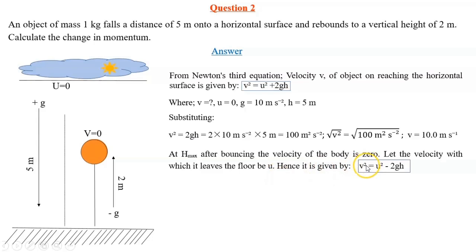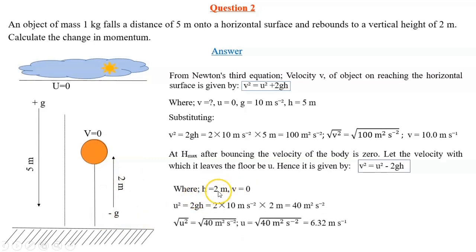Hence, it is given by v squared equals u squared minus 2gh. Here g is negative because the object is going up against the force of gravity. Therefore, the acceleration due to gravity is negative, as we have earlier said. Where h is equal to 2 meters and v is equal to 0, that is, the final velocity is equal to 0.